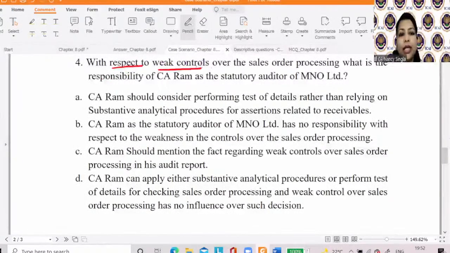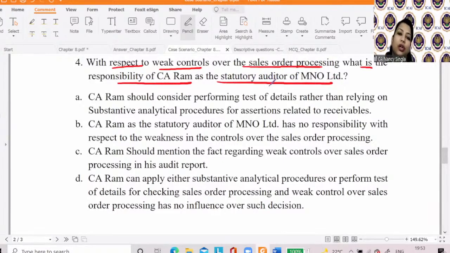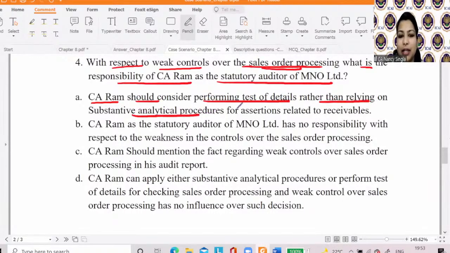Fourth, with respect to weak controls over sales order processing, what is the responsibility of CA Ram as the statutory auditor of MNO? Remember, I told you that I have given you this question in MCQ. So read with me. It says that the internal controls with respect to sales order processing are weak. So what does the auditor have to do? CA Ram should consider performing test of details rather than relying on substantive analytical procedure for assertion relating to receivable. This seems correct, but let's see the other options also. CA Ram as the statutory auditor has no responsibility with respect to weakness in the controls over sales order processing.